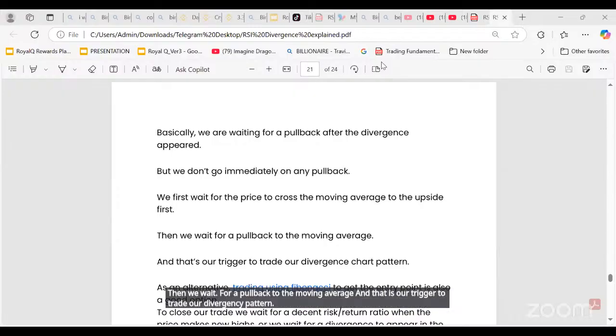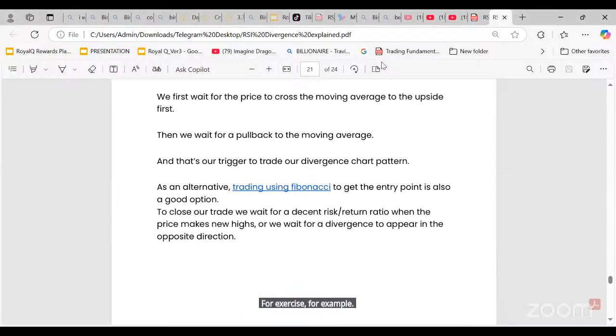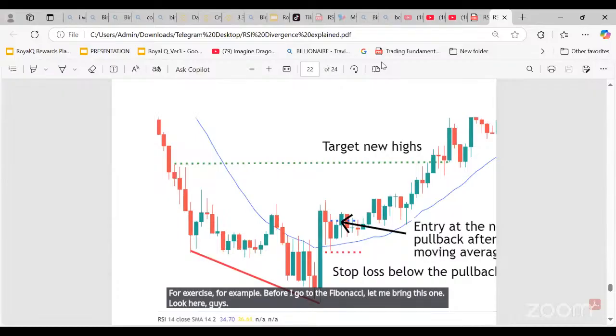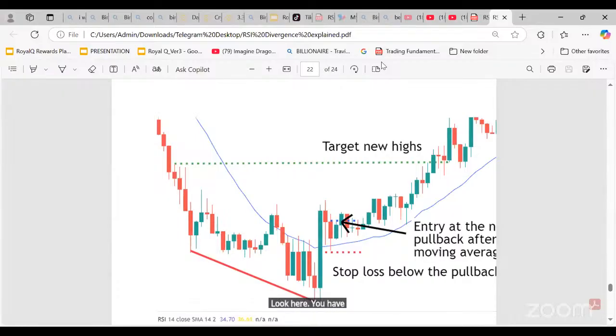For exercise, for example, before I go to the Fibonacci, let me bring this one. Look here, guys. Look here. You have found a divergence.